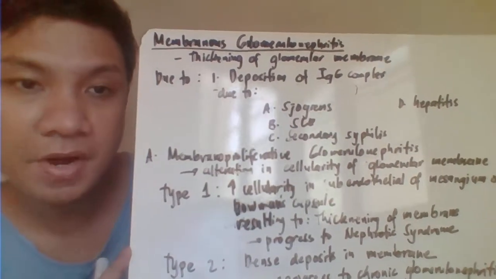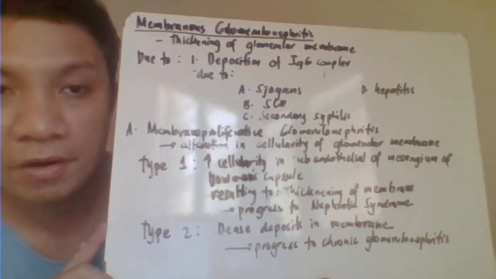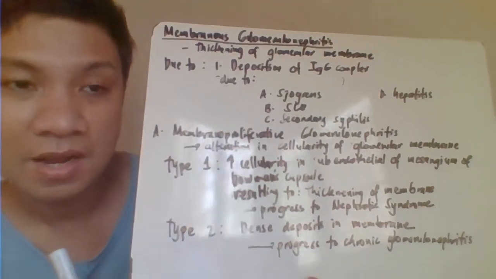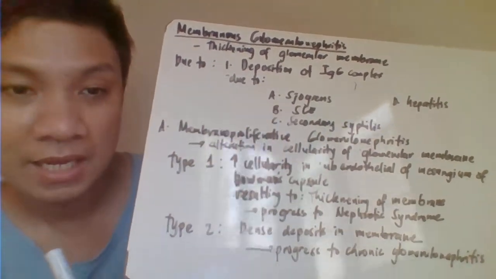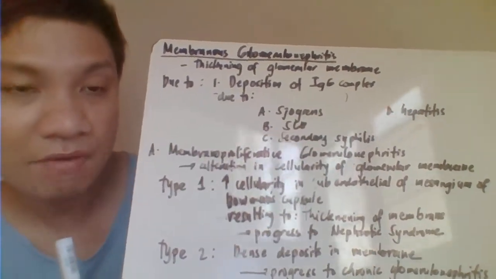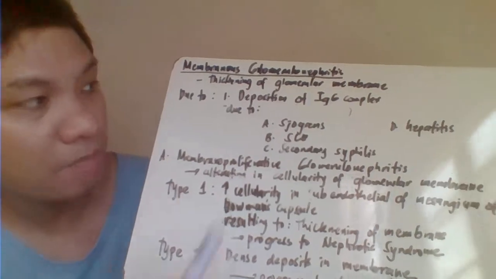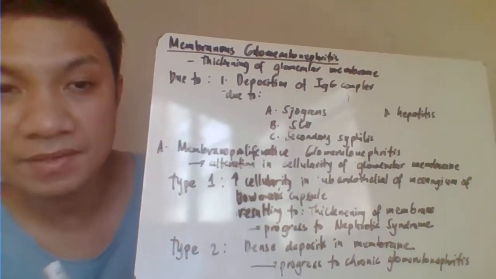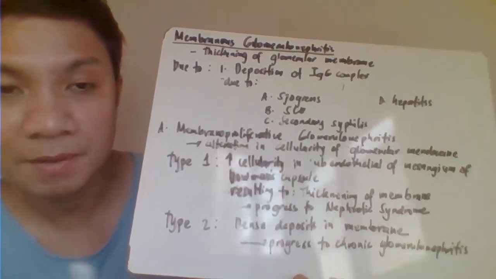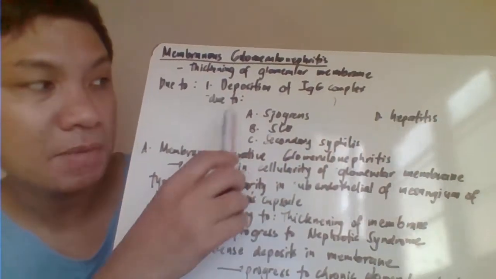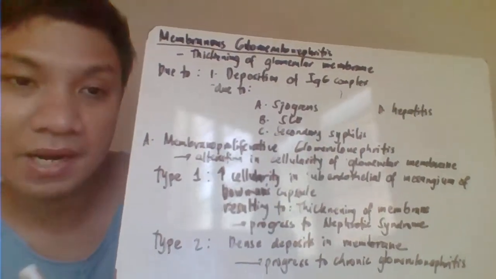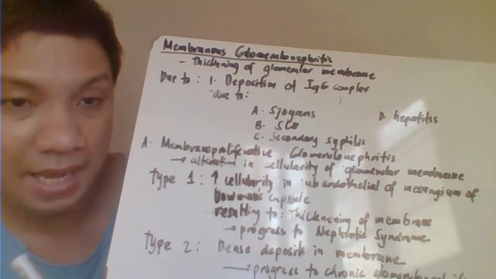Okay, now we go to your membranous glomerulonephritis. So, membranous glomerulonephritis is just the thickening of your glomerular membrane. And basically because of, number one, the position of your immune complex in the form of your IgG immune complex. This IgG is usually formed because of your immune disorders. Examples of those immune disorders include your systemic lupus erythematosus, your Sjogren's, your secondary syphilis. It could also be your hepatitis.